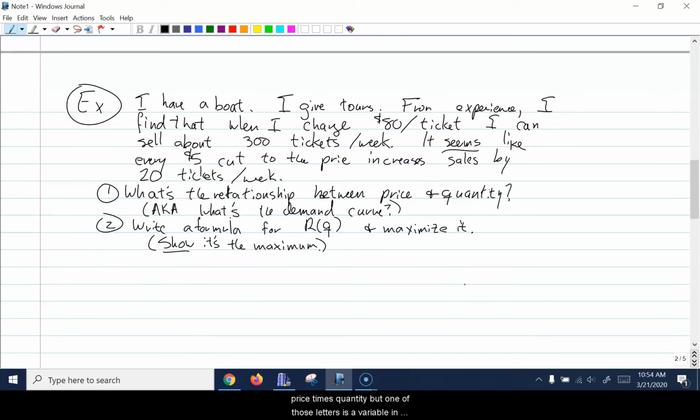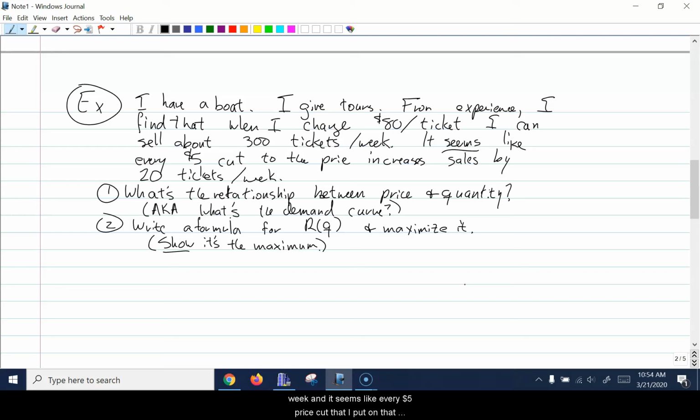So suppose I have a boat, and I give tours on my boat, and from experience I find that when I charge $80 a ticket, I can sell about 300 tickets per week. And it seems like every $5 price cut I put on that price, my sales increase by about 20 tickets a week. The per week thing you don't have to worry about. My sales are 300, increasing or decreasing by 20 for every $5 change to the price.